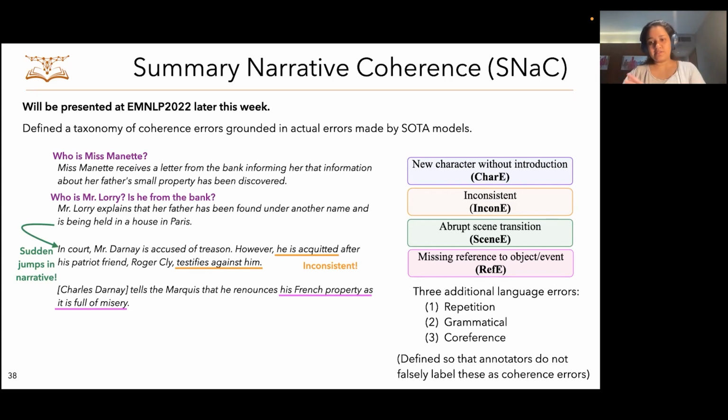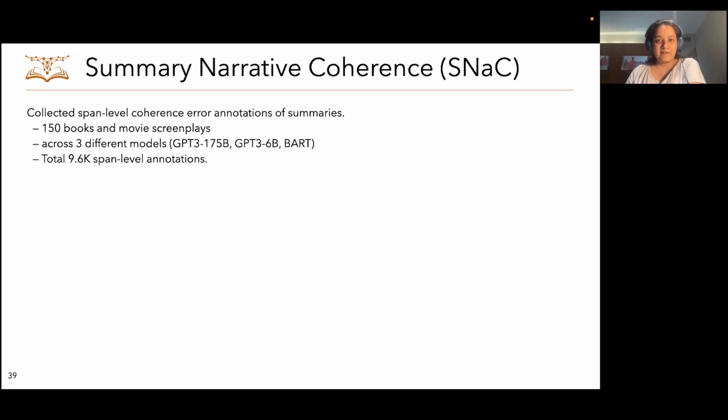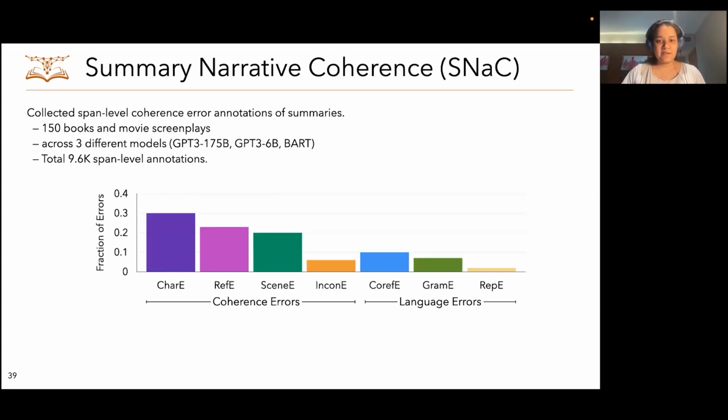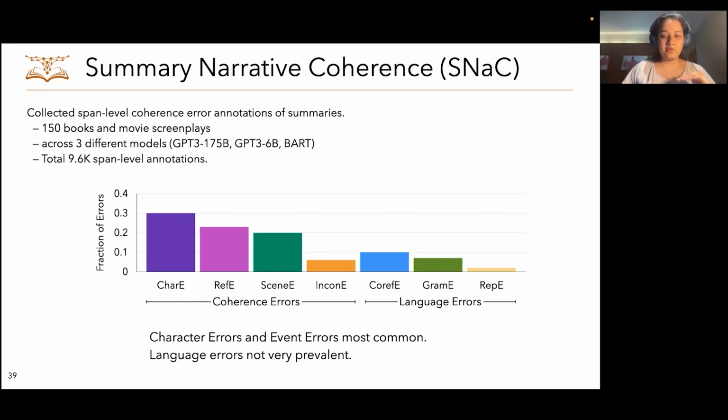In addition to these coherence errors, we also introduced some language errors just for the purpose of annotation. And I'm not going to go over a lot of this, but let's just look at the distribution of errors that we got after we ran this human annotation. In general, broadly, we see that these state-of-the-art summarization models make more coherence errors compared to language errors. But within coherence errors, character errors and event errors were the most common.